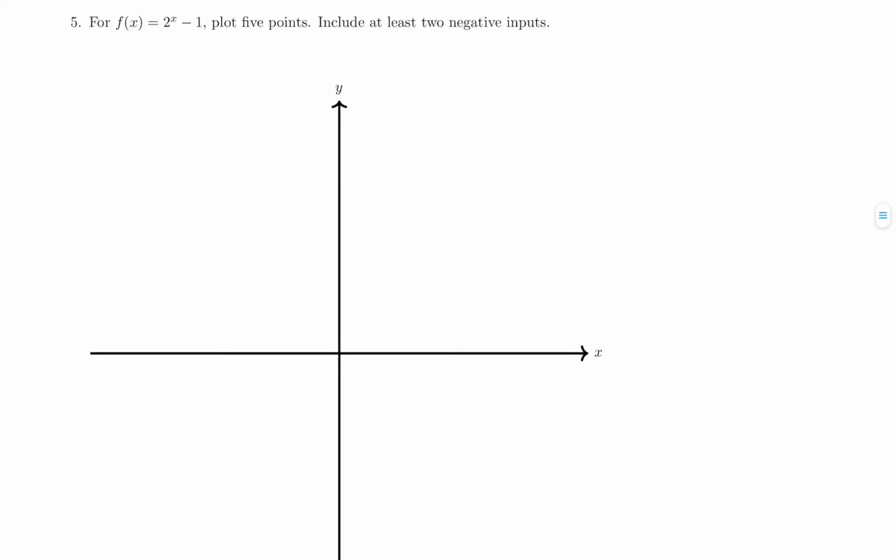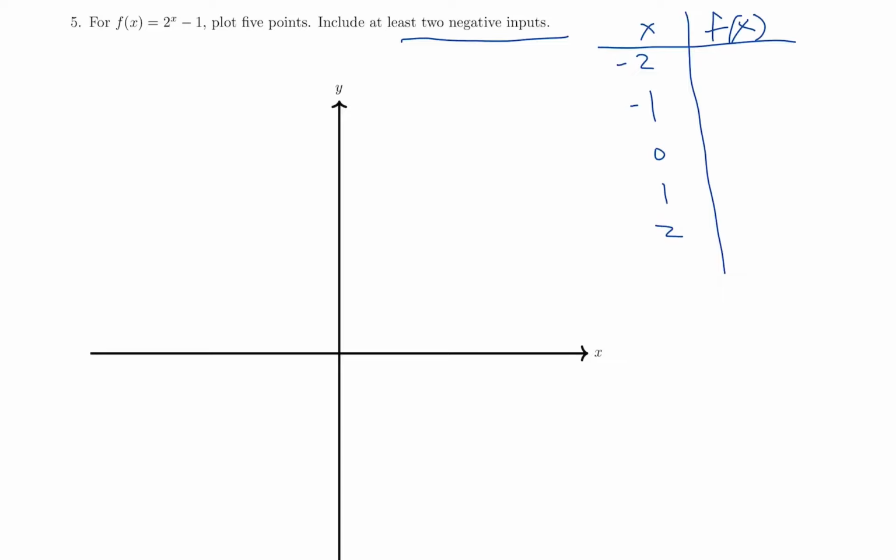Okay, so let's try to graph an exponential function right here. Pause the video, try on your own, then come back. So it says include at least 2 negative points. So let's do -2, -1, 0, 1, 2. Again, these are just points. These are not the only points, of course, because for this function the domain is everything, -infinity to +infinity, because we can plug in any exponent.